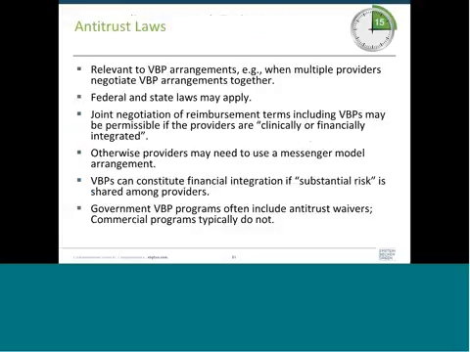Next slide. Antitrust laws are often relevant in a VBP arrangement, for example, when multiple providers are negotiating that arrangement together, and federal and state antitrust laws may apply. And joint negotiation of any reimbursement terms, including value-based payment terms, may be permissible if the providers are either clinically or financially integrated. And otherwise, if they're not, they may need to use a messenger model arrangement for negotiating those payments. And value-based payments can constitute financial integration if there's substantial risk involved in that arrangement and shared among the providers. And note that government programs for VBP arrangements often include waivers of such requirements under the antitrust laws, but that commercial programs typically do not.